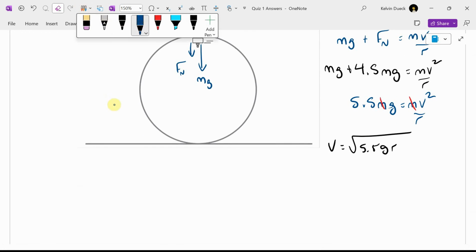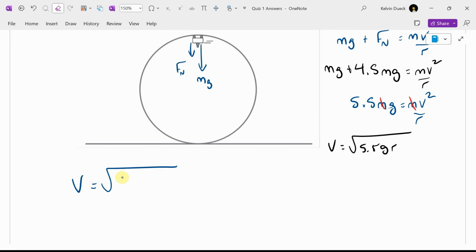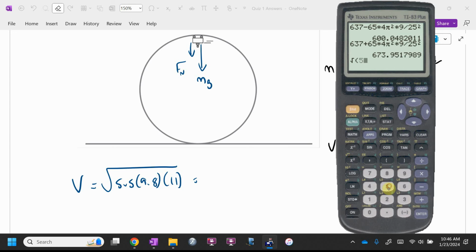So it's going to be v equals the square root of 5.5 times 9.8. What was the radius? Anyone, what was the radius? 9? 11. Thank you. Square root of 5.5 times 9.8 times 11, close bracket. Did y'all get 24.3 meters per second?